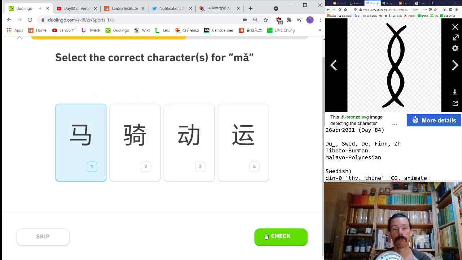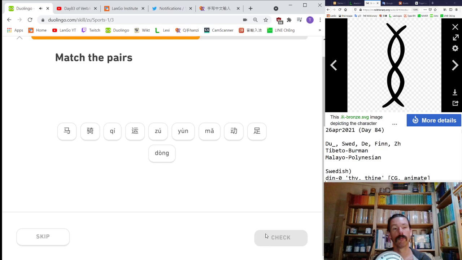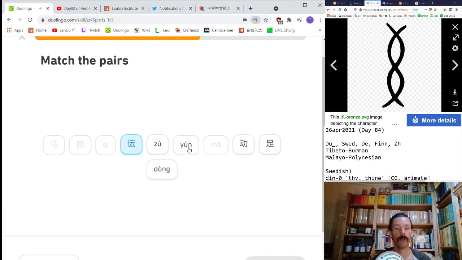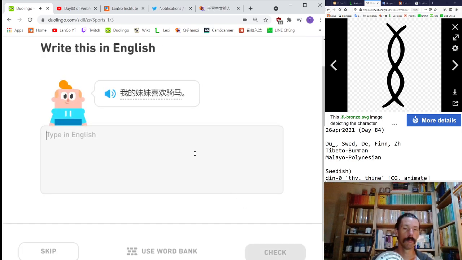马, the horse. Here we go. 骑 has the horse as a component. 运 has 足, foot or suffice, and 动. 我的妹妹喜欢骑马. My little sister likes to go riding.